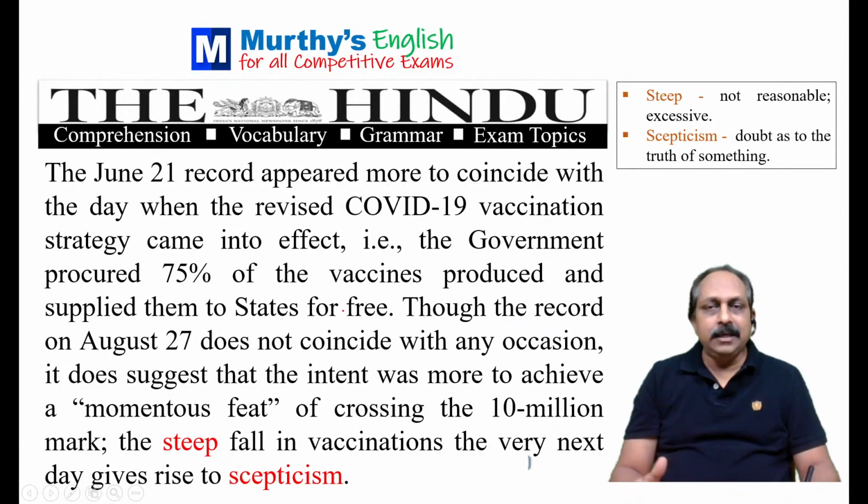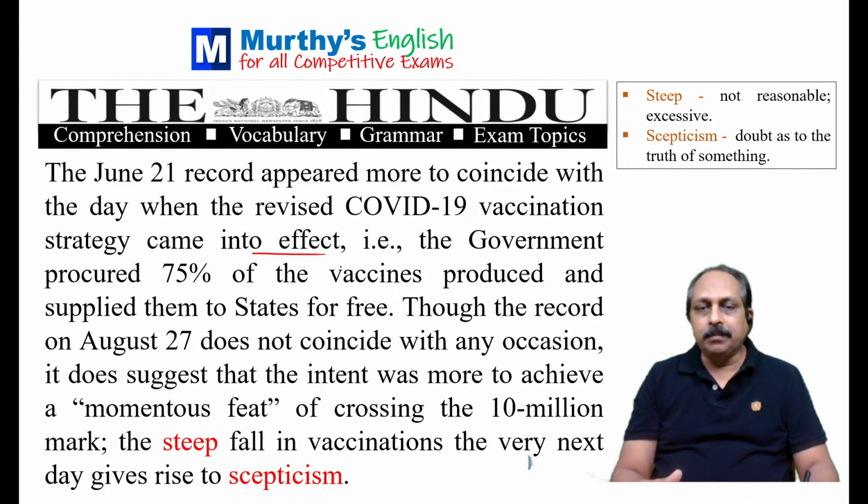Today's editorial is very easy to understand. You don't come across a lot of difficult words, and the sentences are very simple. The June 21st record appeared more to coincide with the day when the revised COVID-19 vaccination strategy came into effect. At some point, the center took a different stand, and it declared it would procure 75% of the vaccines produced and supply them to states for free.